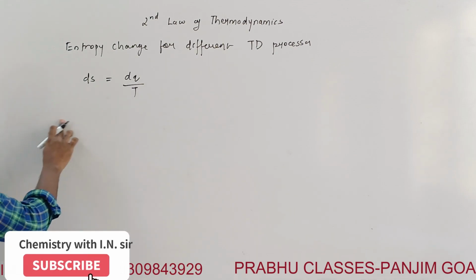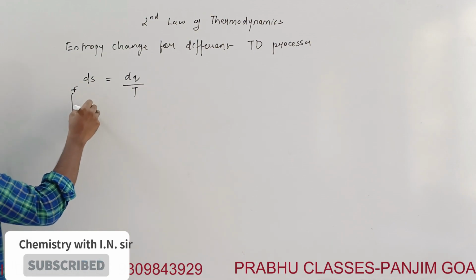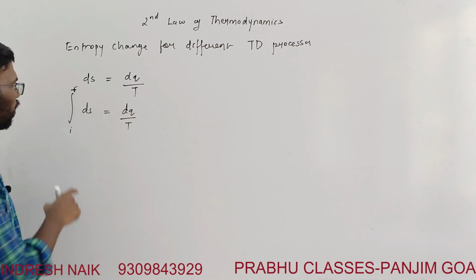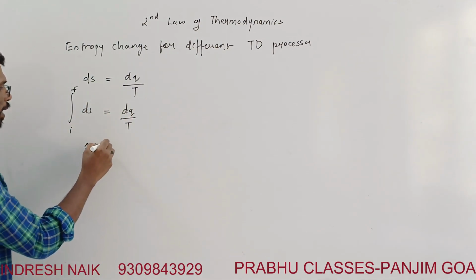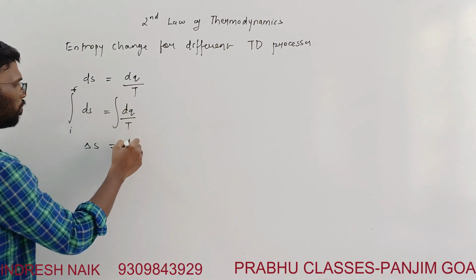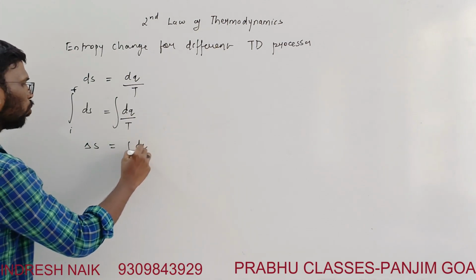Right. So what would be the total integral from initial to final of dS is equal to dq by T. This will lead to what? Delta S will be equal to the integral of this also, so the integral of dq by T.